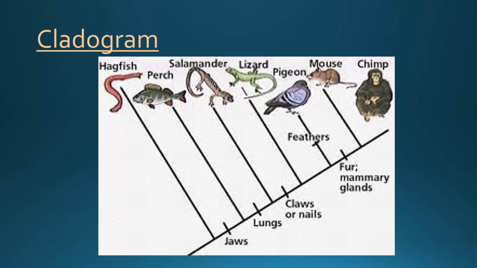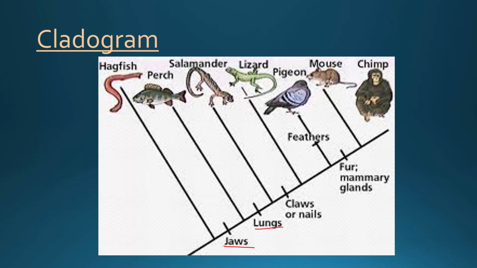This is an example of a cladogram. As you can see, this is a clade. Okay? And each separation, so between a hagfish and a perch, in between here we have some form of evolutionary advantage. So in this case, we're looking at in between hagfish and jawfish, like the perch, we have the advancement of jaws. Then in between perch and a salamander, we have the advent of lungs. So then I go into amphibians.